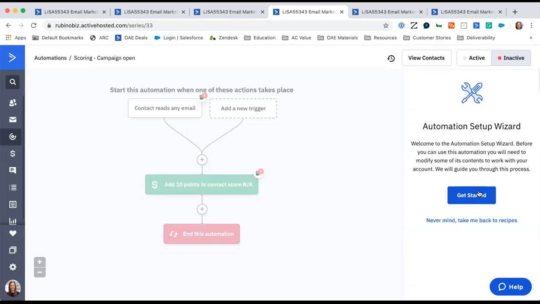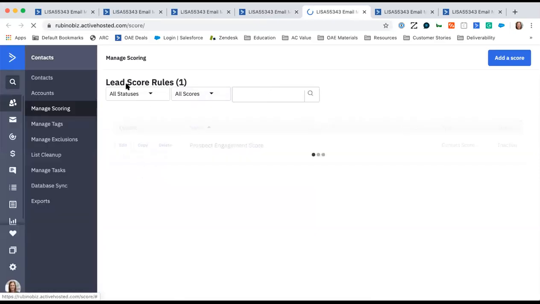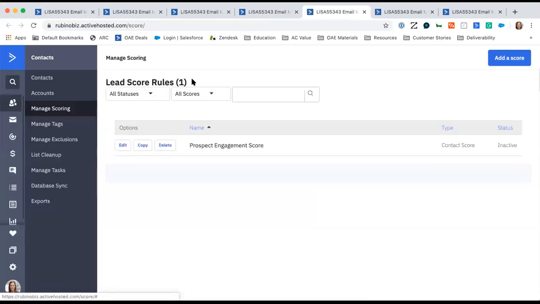Yeah, so, okay, first one with the lead scoring. You will set this up on the back end. But as you're seeing here, if we just click get started, it'll walk you right through it. So right now, this is my demo account. I don't have any scores set up, but you will manage them and set those up and set rules to them. So does that answer that question?